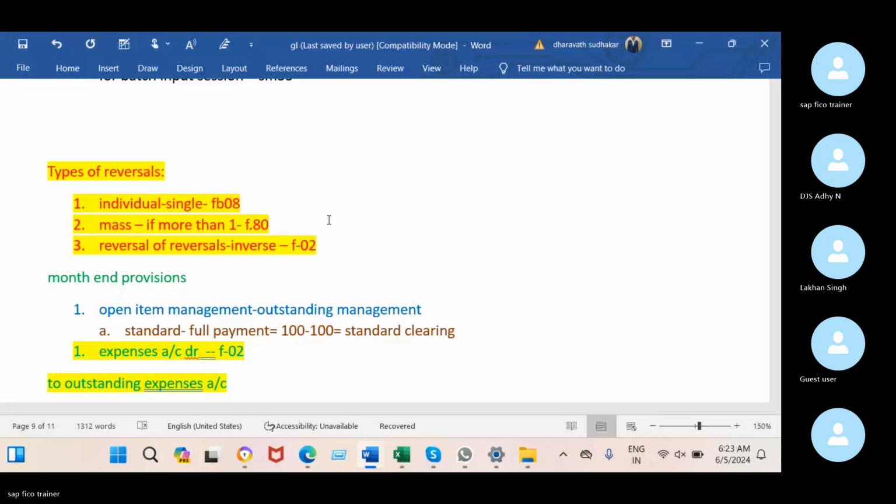Individual reversal we use to correct only a single wrongly posted transaction. If you posted more than one wrongly, you can correct through mass reversal. If you posted wrongly in individual reversal and mass reversal, you can correct through reversal of reversal. I would generally call it inverse posting.